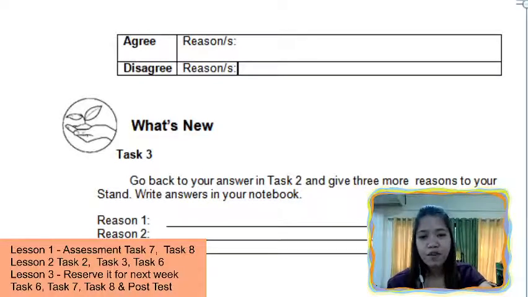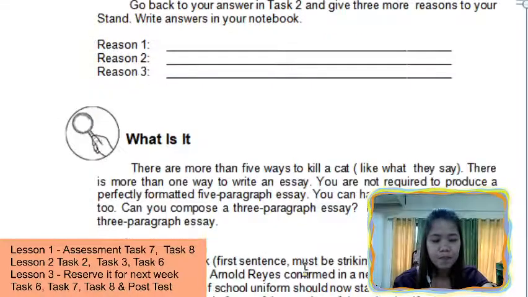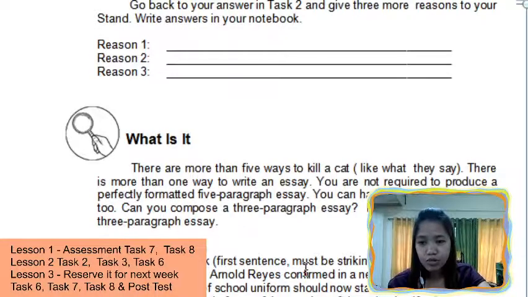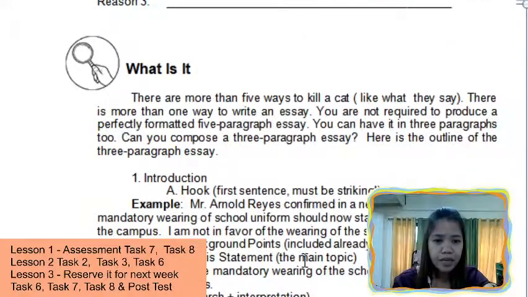So, based from your reason in task 2, you think of 3 more reasons. When you say 3 more reasons to stand, you justify the reason. Okay? You elaborate your reason. Alright? So, that's for lesson 2.